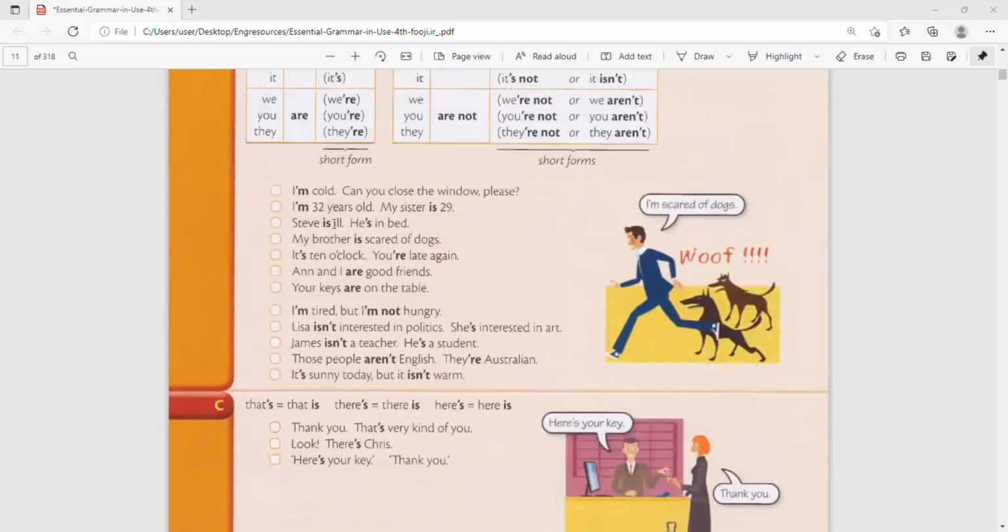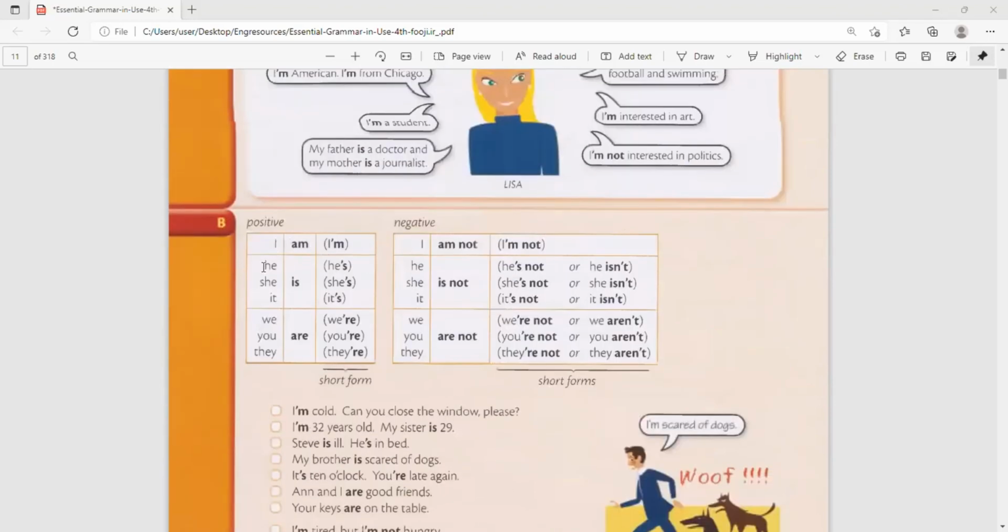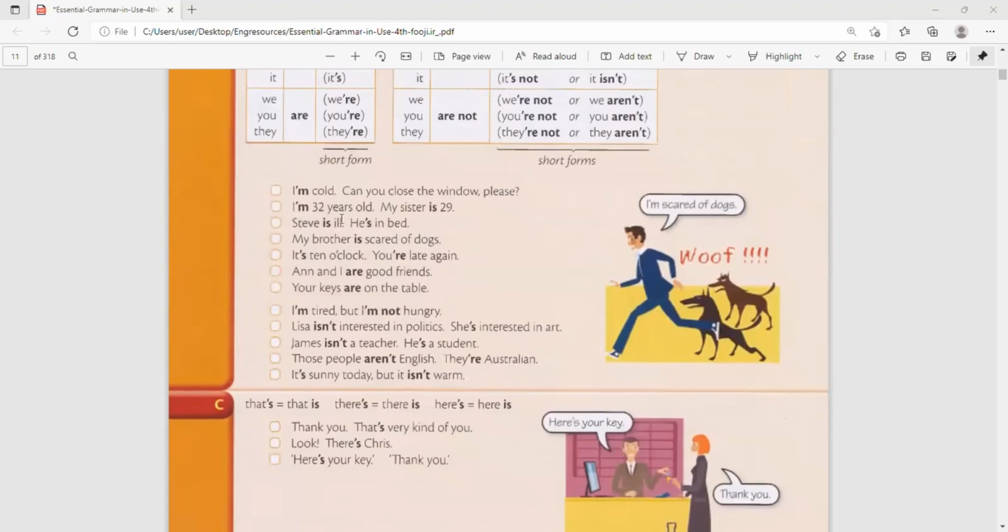Now, if you look at the examples here, I am cold. Can you close the window, please? You see, always I will go with am. He, she, and it will go with is. We, you, and they will always go with are. So you can see, I am 32 years old. My sister is, you know, my sister is she. So my sister is 29. Steve is a man, he. Steve is ill.